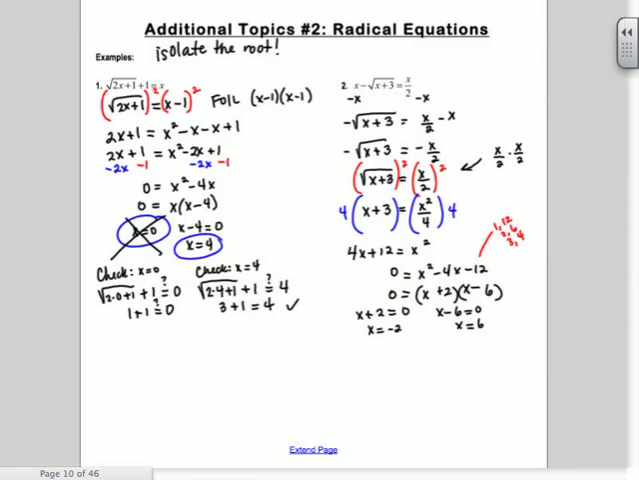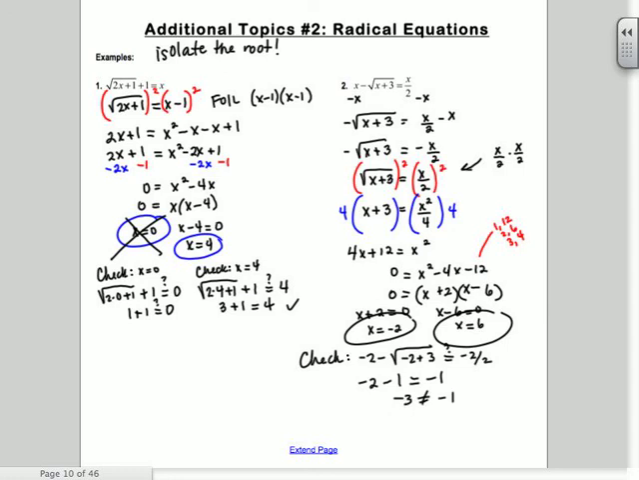Okay, quickly check your answers. See, these are a little bit long, but it's a pretty easy process. So when you check, you would have negative 2 minus the square root of negative 2 plus 3. You're seeing if it's equal to negative 2 over 2. So you have negative 2 minus 1 equals negative 1. Is that true? No. Right, negative 3 is not equal to negative 1. So that one's out. So negative 2's out.